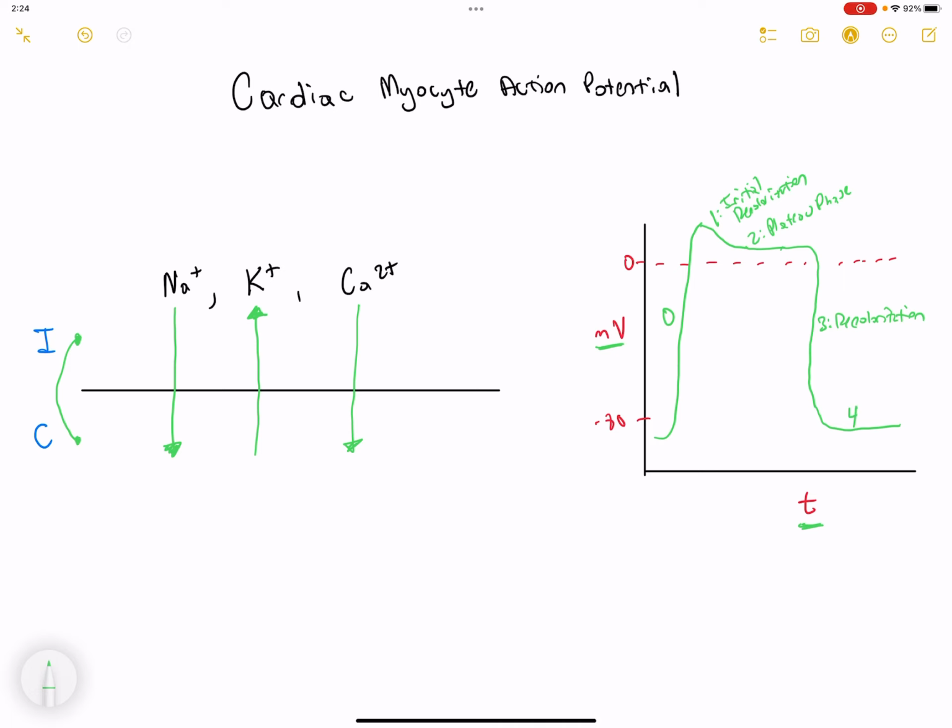And in phase 4, eventually the voltage is going to return to normal. Potassium channels are normally more permeable than other channels at rest, and this is going to be responsible for the negative resting membrane potential.